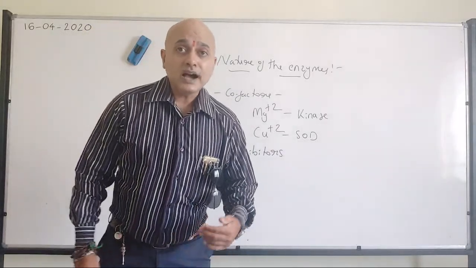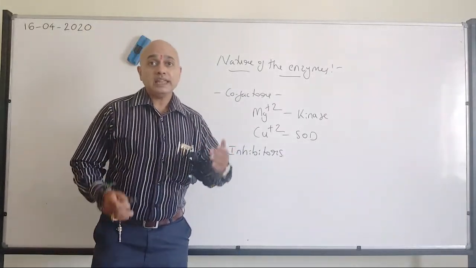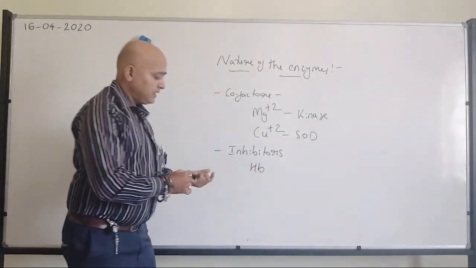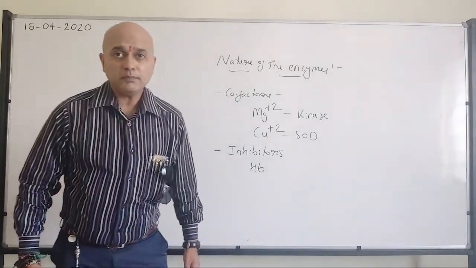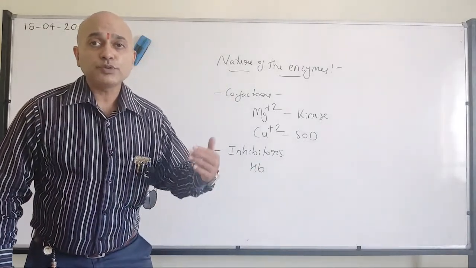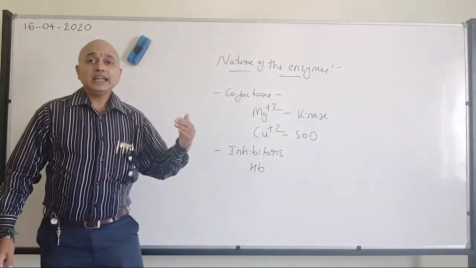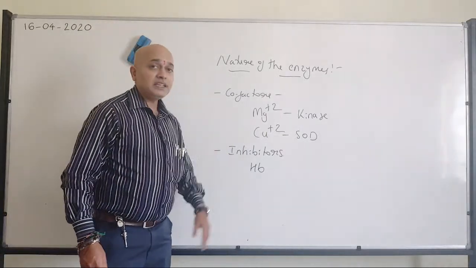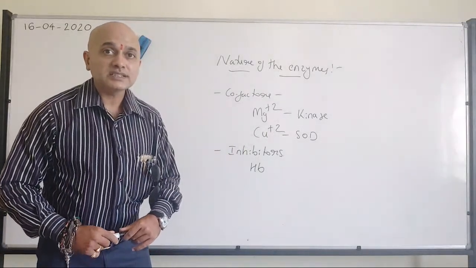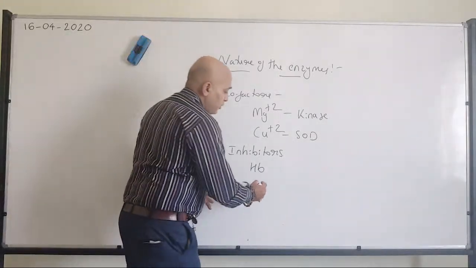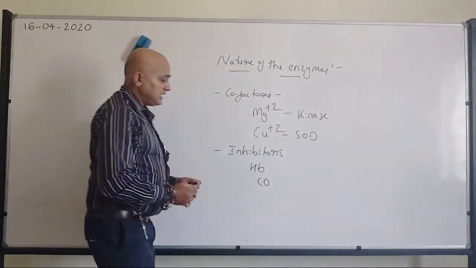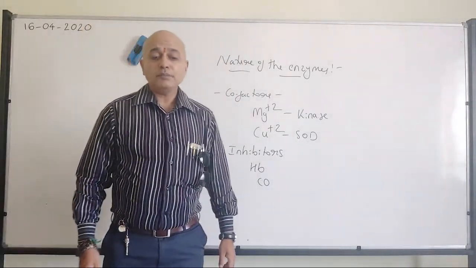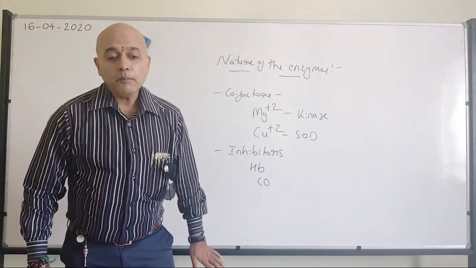Now, for example, I can take hemoglobin as an enzyme. What is that hemoglobin doing? Hemoglobin is a protein present in our blood, involved in the transportation of oxygen, exchange of oxygen in the tissues. So that's where I have the hemoglobin. As we discussed in yesterday's class, this hemoglobin activity will be inhibited by carbon monoxide.